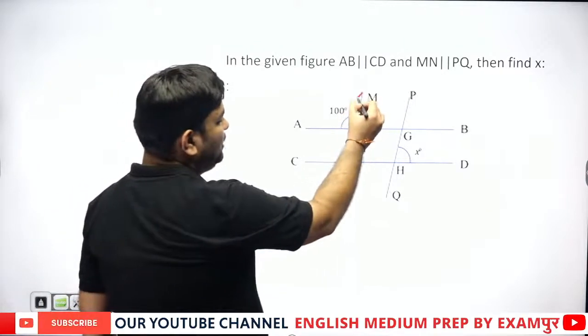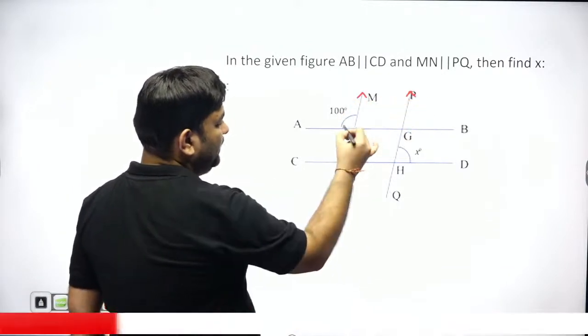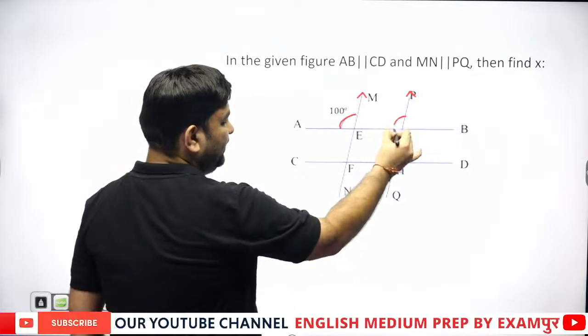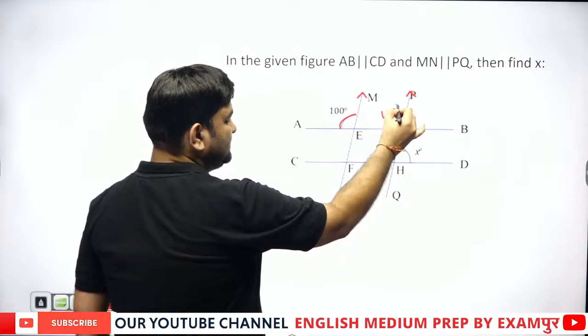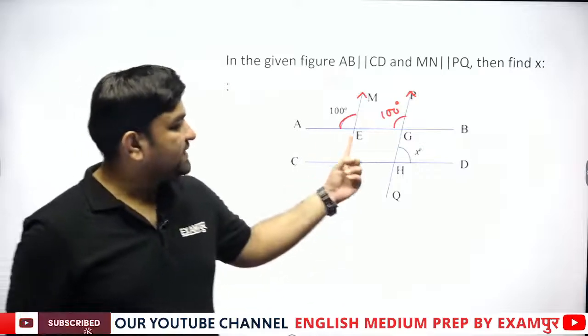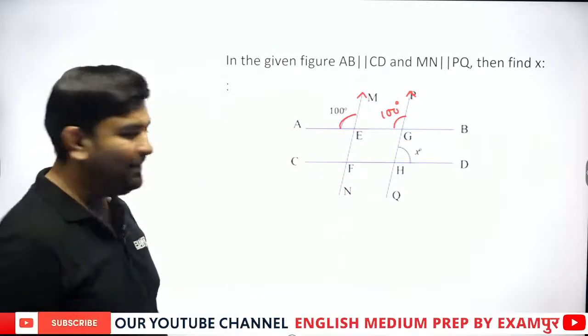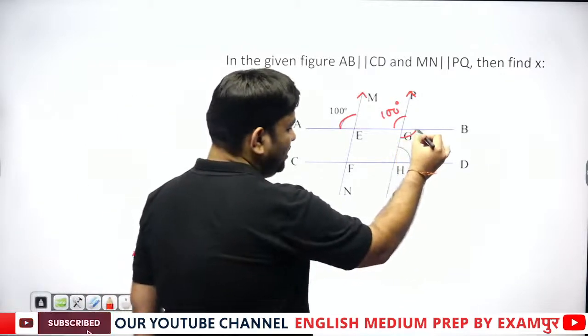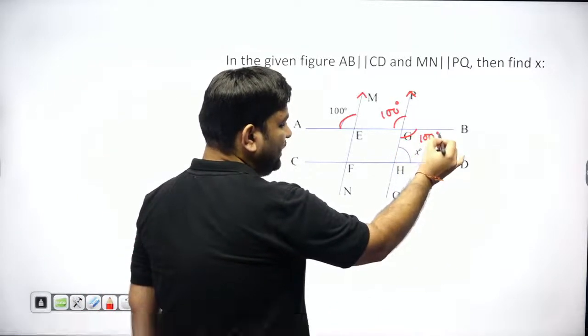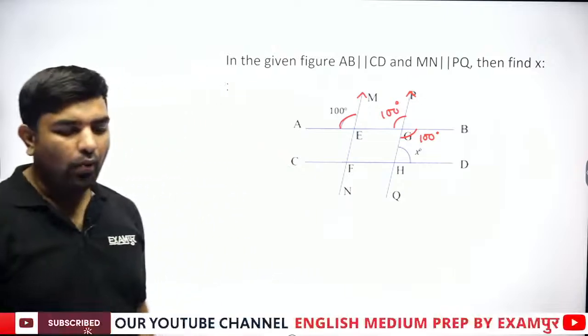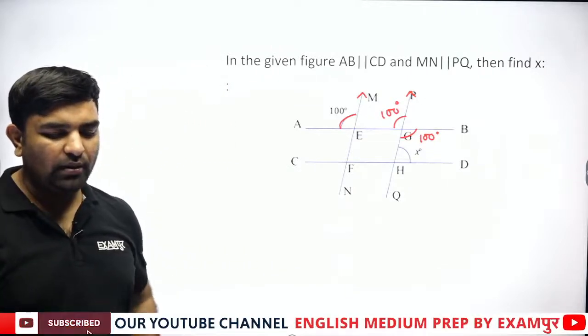MN is parallel to PQ. If this is 100, this is also 100. Corresponding angles. If this is 100, this is also 100. Vertically opposite angles.